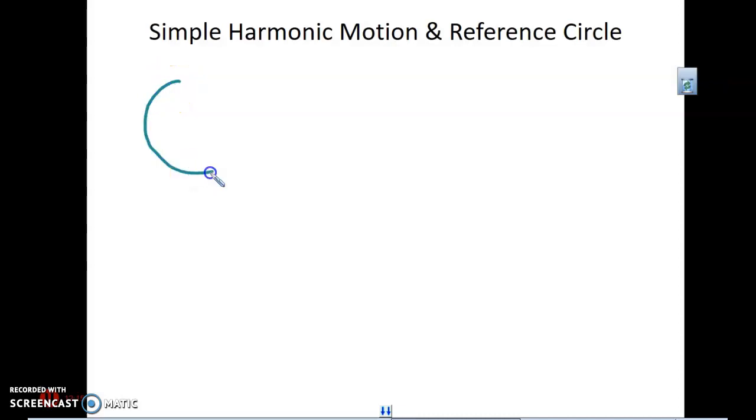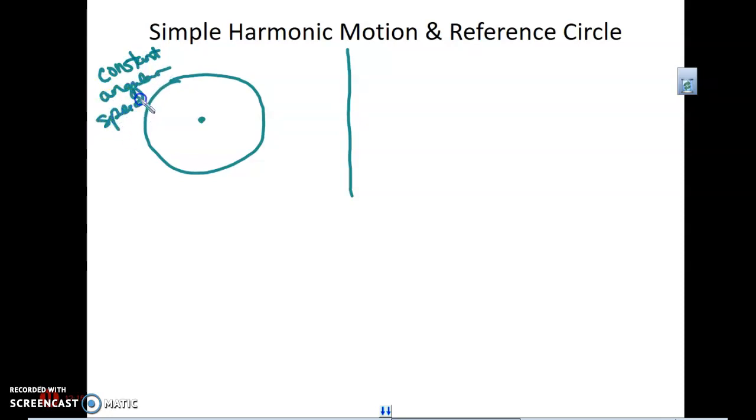If I'm talking about something moving on a turntable, one of those old-fashioned album players, just a couple of things for thought here. First of all, notice when he was doing this, he had something on that turntable that was a constant angular speed. Now be careful, because it will not be a constant speed when we look at it from simple harmonic motion. So, constant angular speed.